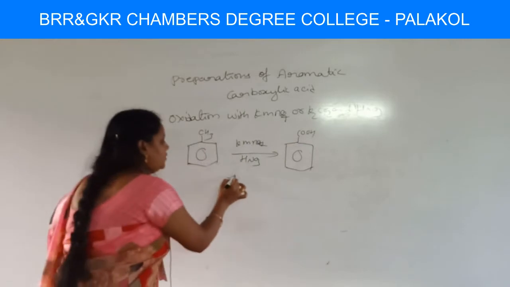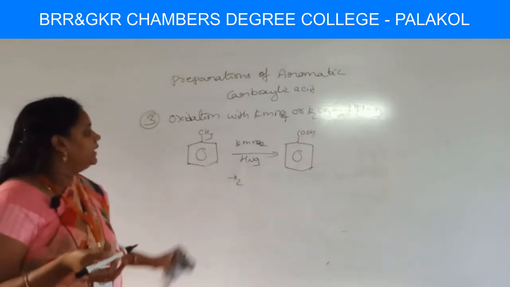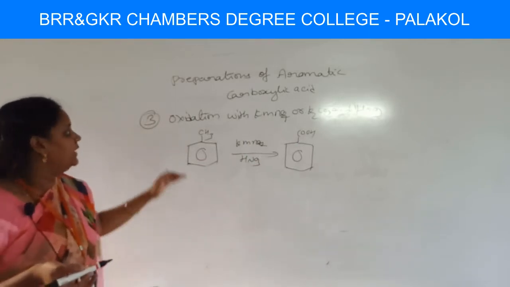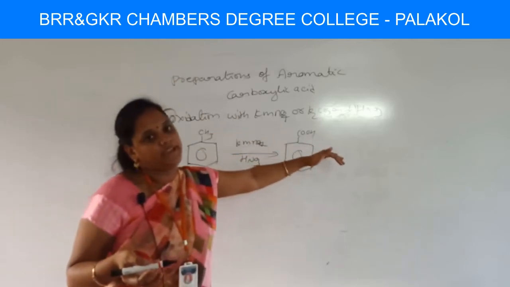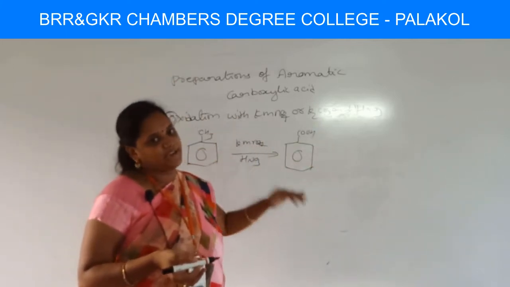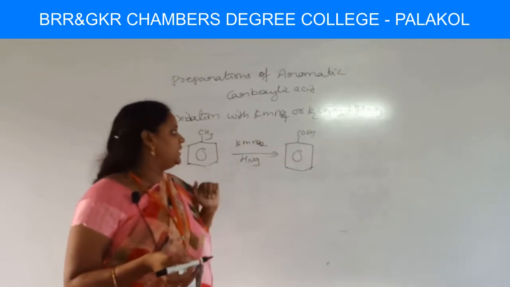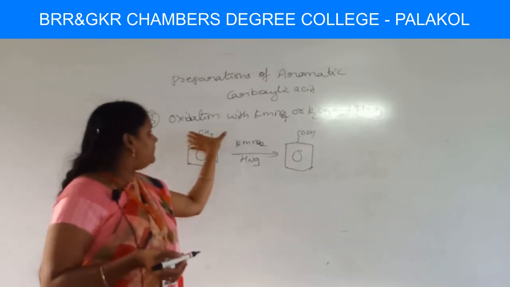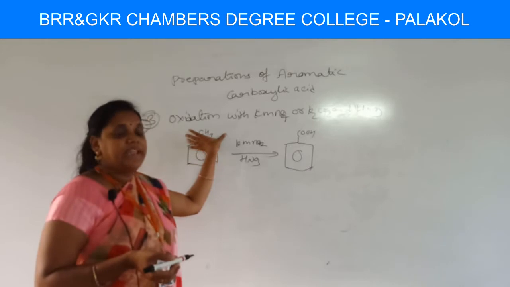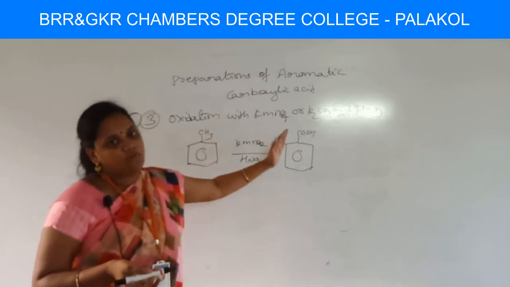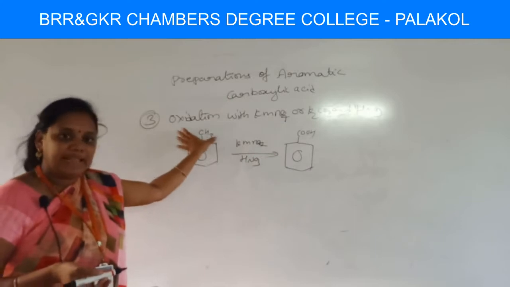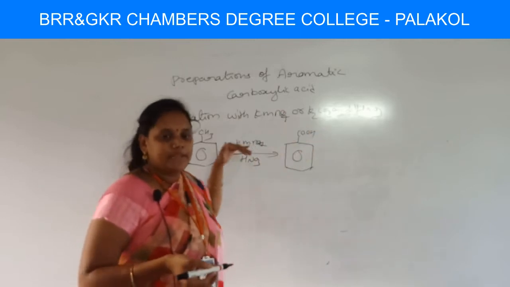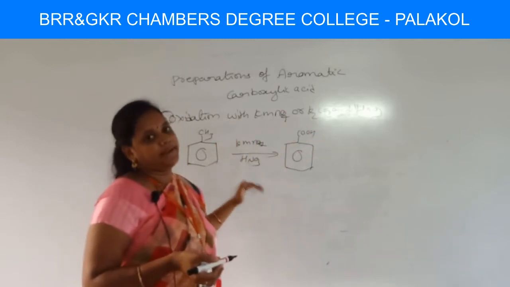Here what is happening? 2 hydrogens are removed and 2 oxygens are added. So removal of hydrogens and addition of oxygens are taking place. CH3 is getting converted into COOH, hence it is an oxidation reaction. Okay, student? Whatever the length of the alkyl side chain, it will be converted into one COOH group only in the presence of KMnO4 and nitric acid.